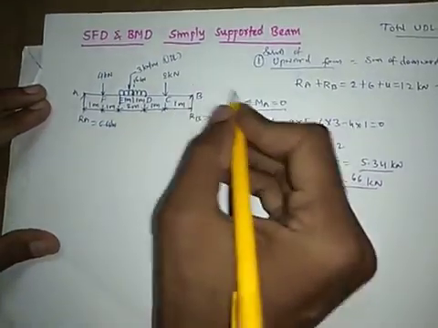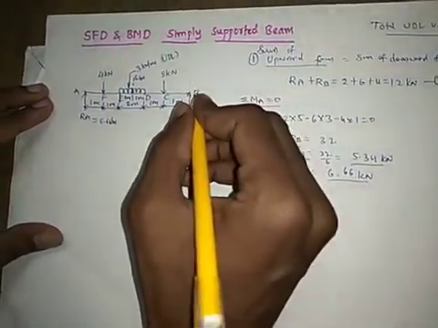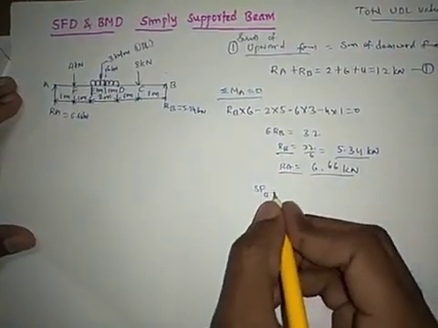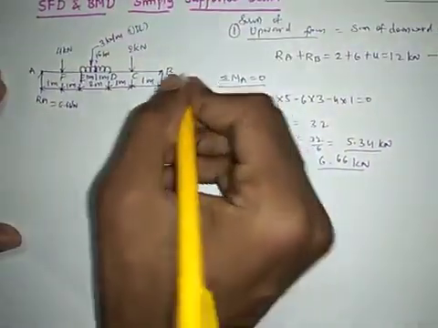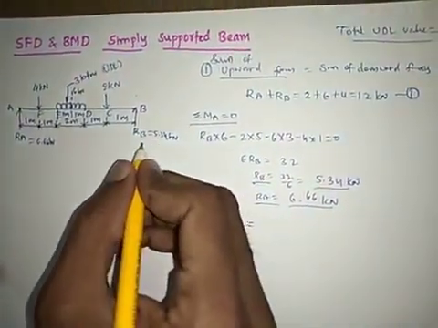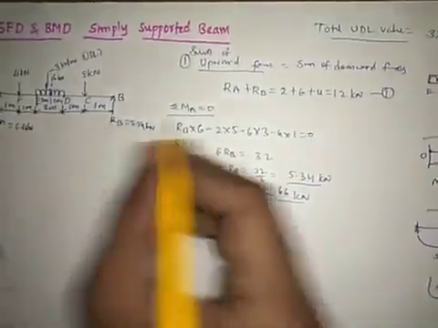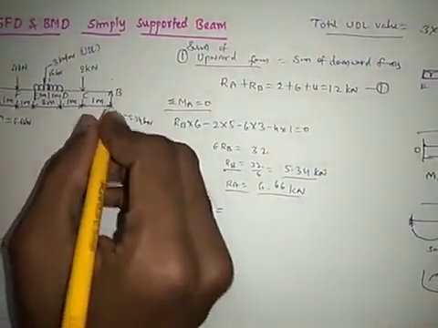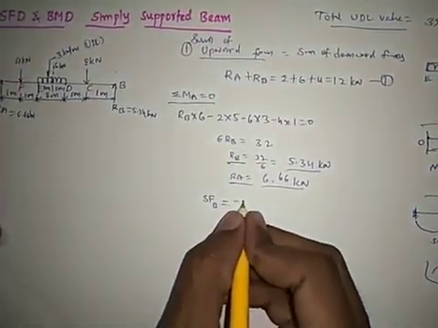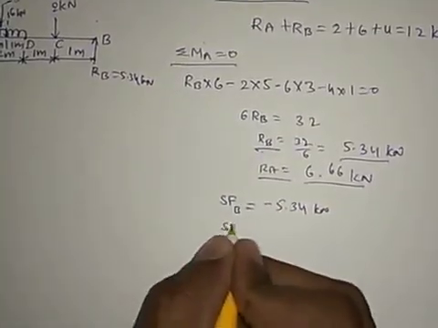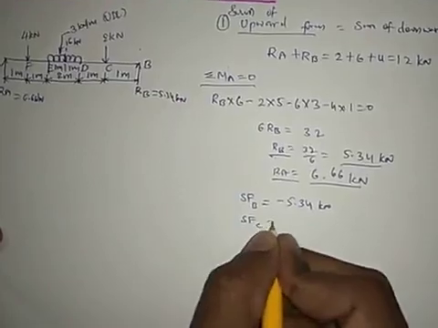So I will take the right side, and while taking the right side, you have to include the force at that section also. Here, to the right of B, no forces are there, and exactly at B we have 5.34, and according to our convention this is negative. Why? Because we have taken shear force as positive when going downwards, but this force is going upwards, so it is negative. So the shear force at B is minus 5.34 kilonewtons.